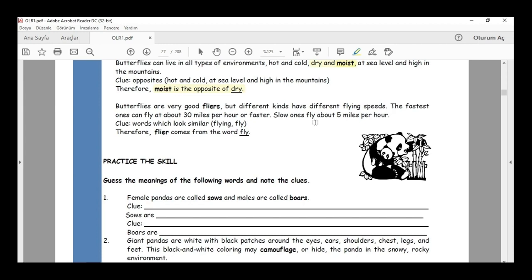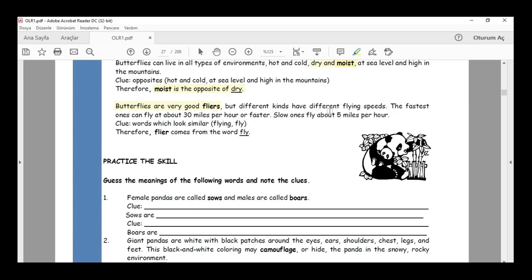Sometimes grammar will help you. Your grammar knowledge will help you. Take a look at this. Butterflies are very good flyers. Now, just like the word teach can become teacher, farm can become farmer, fly can become flyer. This actually means something that flies, right? So butterflies are very good flyers.